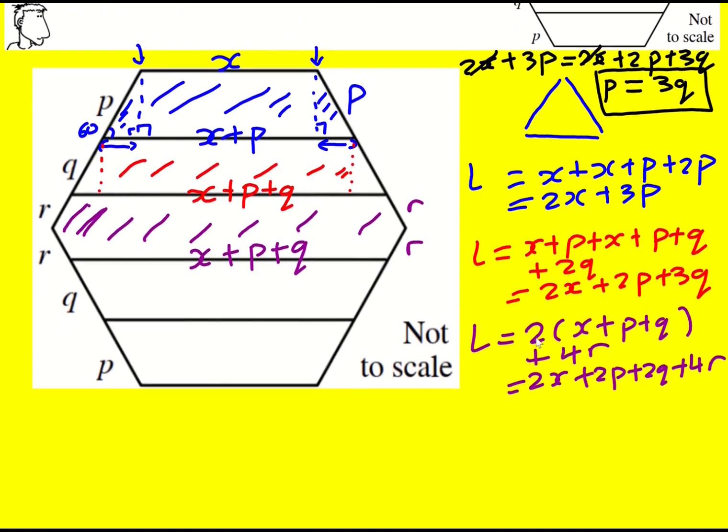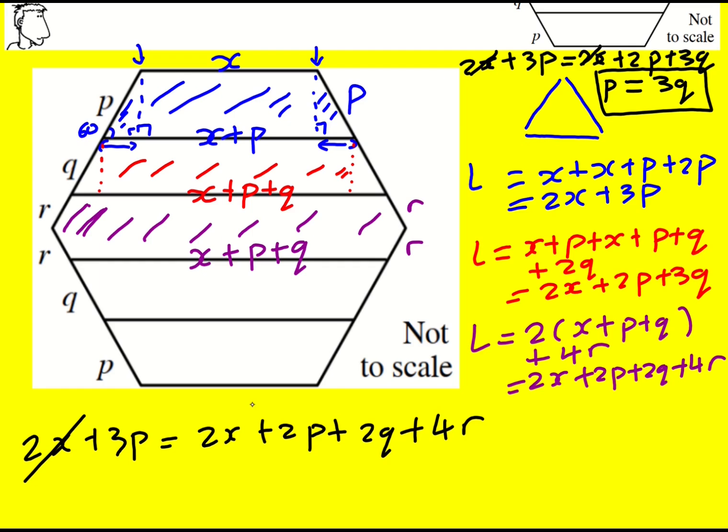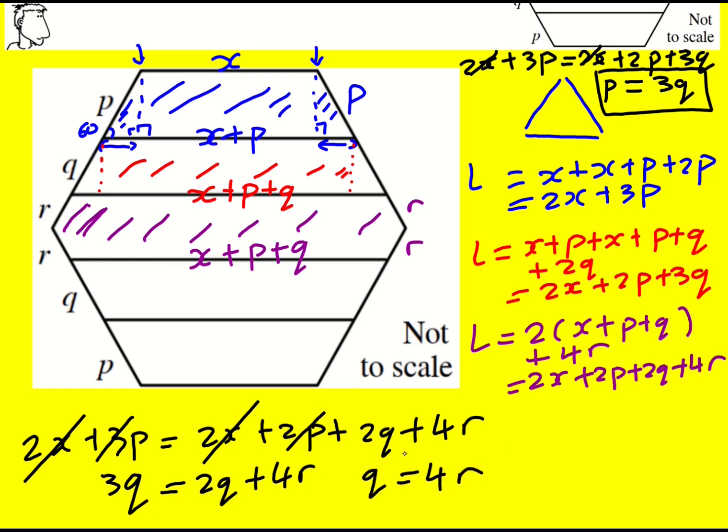And what shall I do? Let's relate the blue and the purple together, I think. So it must be that 2x plus 3p is equal to 2x plus 2p plus 2q plus 4r. Again, cancel out the two x's, minus 2p from both sides, and then I'm going to use the fact that p is equal to 3q. So 3q is equal to 2q plus 4r, meaning that q is 4r.